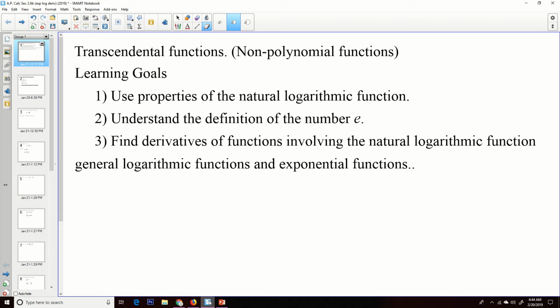Essentially, what we're going to do today is pick up all of the little extra topics that are covered on the midterm exam. They have to do with these particular transcendental functions, and a transcendental function is a non-polynomial function. They're going to use these properties of natural logarithmic functions. We're going to talk about the definition of the number e, as we've already talked about, so we're going to go over that pretty quick. Then we're going to find derivatives of functions involving the natural logarithmic function, general logarithmic functions, and exponential functions.